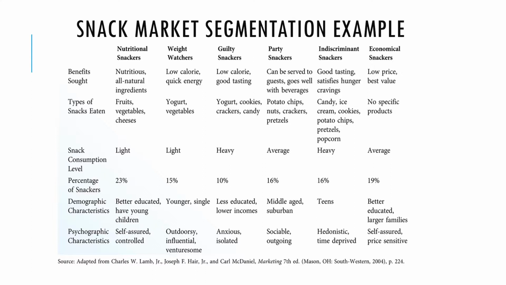And then the economical snackers on the far right, there's no specific products. As long as it's the right price, they didn't care. So they were able to find out what types of products they could market and cater to those different types of segments. Then you look at the snack consumption level. One key attribute this company under the snack market thought was important was how often these individuals are buying their snacks. So this gives you an idea how often you need to market towards those people.